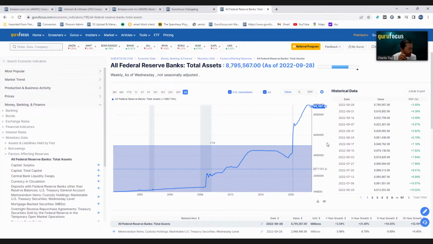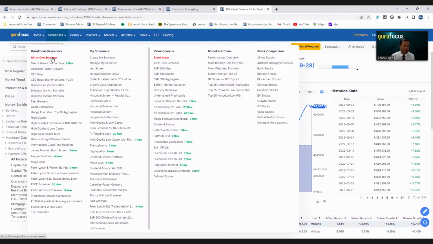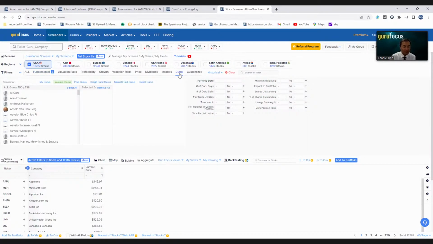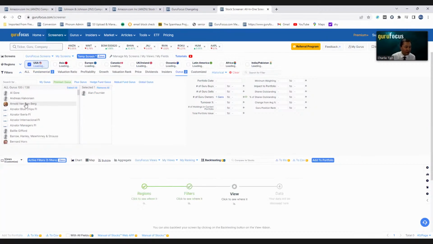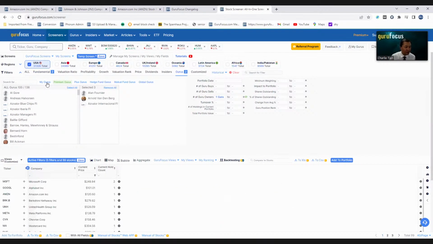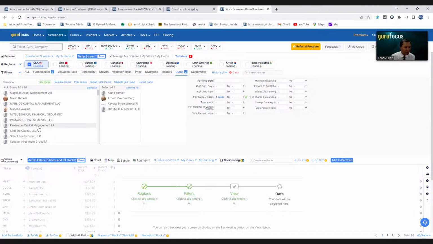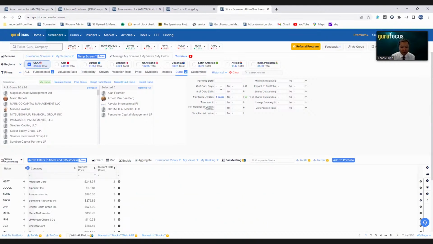Okay, Eric is asking, can I screen gurus, for example, by performance or portfolio weight? You can screen with portfolio weight. We don't have the complete performance data, but you can screen with portfolio weight. You can screen gurus here, and you can select some of the gurus from the list. Then you can screen by the number of gurus buying and the number of holdings. Okay, turnover, the impact. Well, okay, minimum weighting.